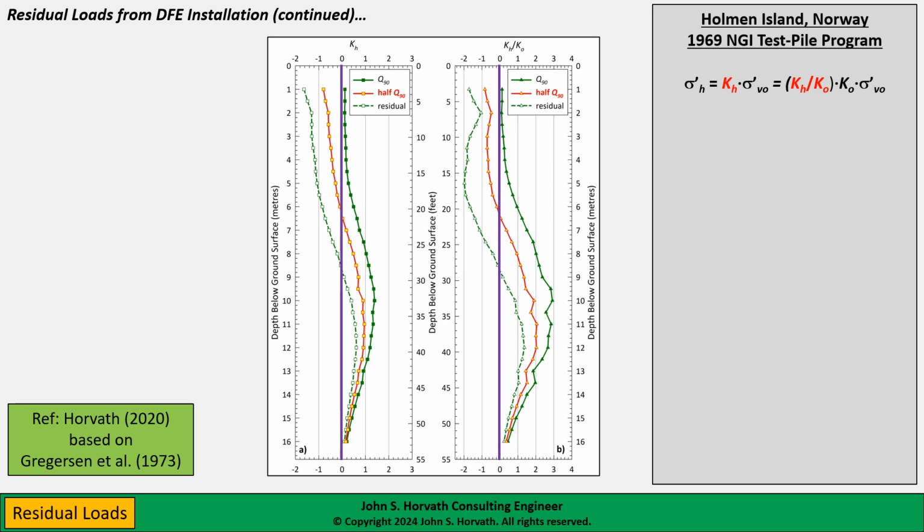Now, for a driven pile, you would expect this ratio to be greater than 1. In fact, for a tapered pile, it's considerably greater than 1. But perhaps for a drilled shaft, what is called a bored pile in many parts of the world, you might have a K_H over K_0 that was 1 or even less than 1, due to the stress relief that occurs when you excavate a hole in the ground to create the drilled shaft.